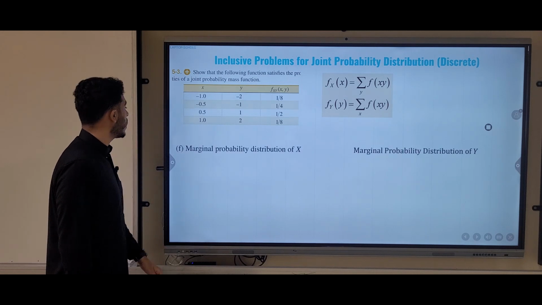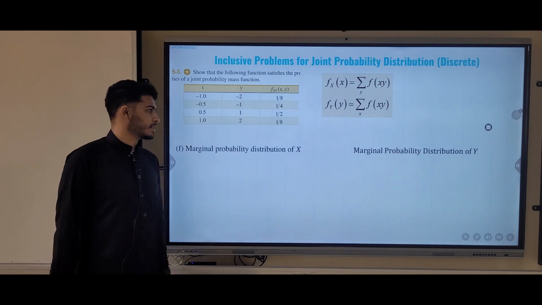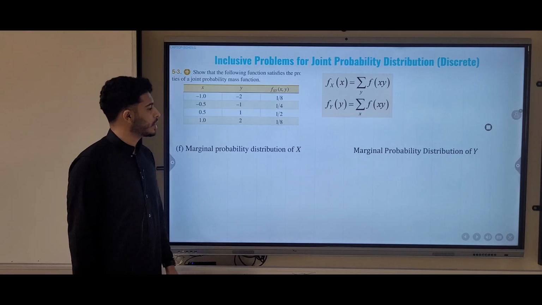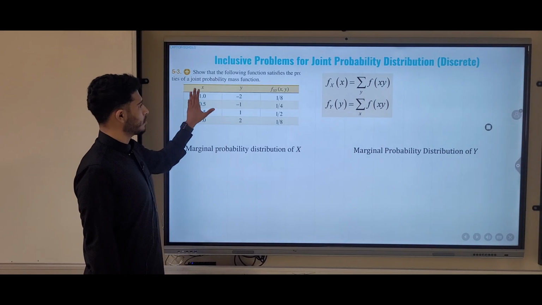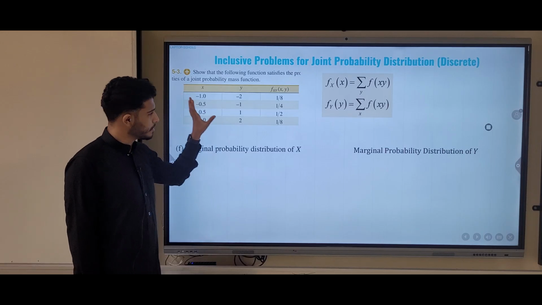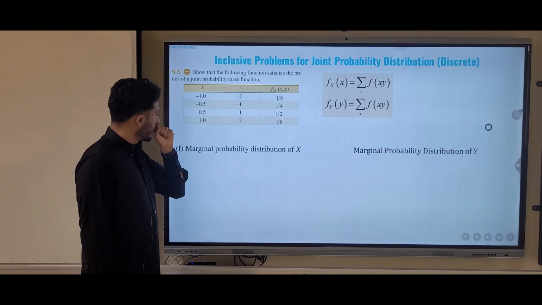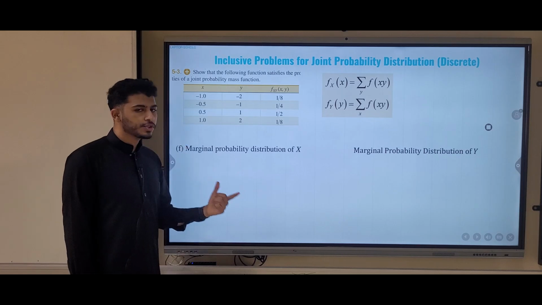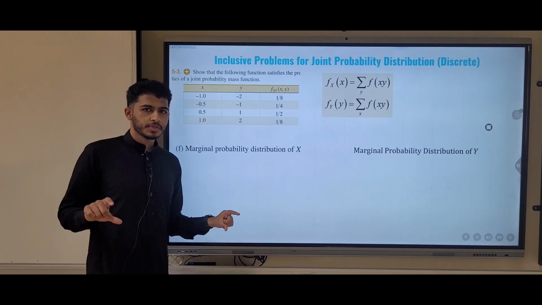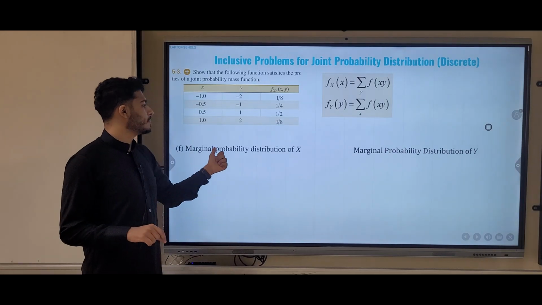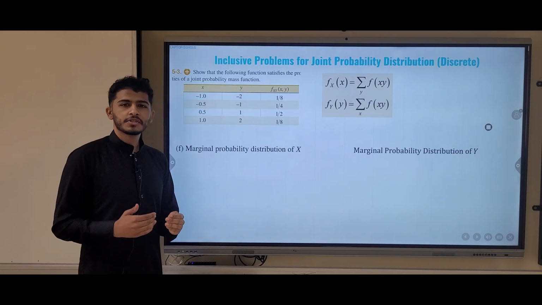Okay, now we're going to find the marginal probability distribution of x and the marginal probability distribution of y. Here is a thing though, since we are dealing with a discrete case represented in a table, we are not going to have a function like we have in the continuous case. The marginal is going to be expressed in terms of a table.